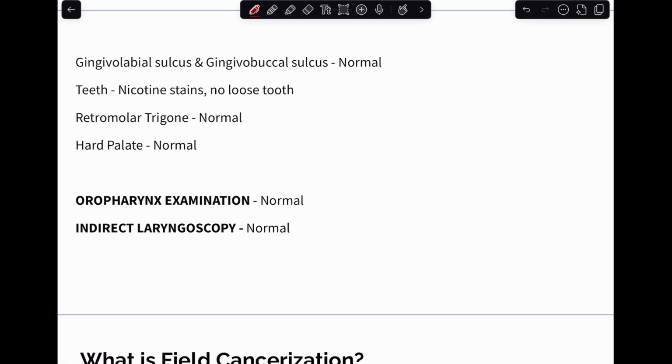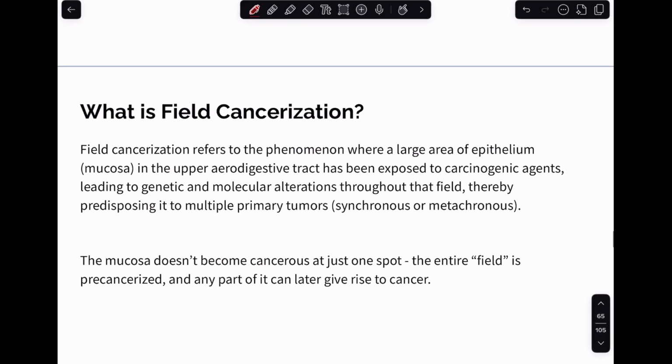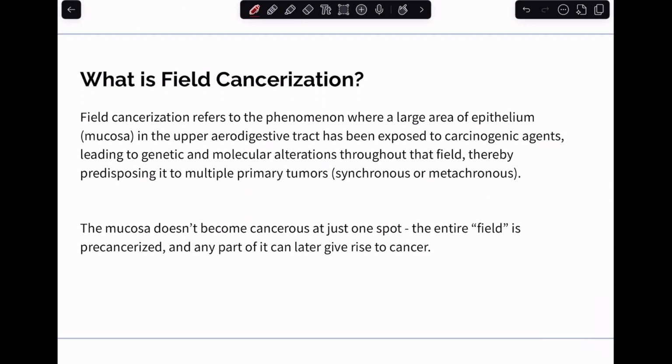Now, there's a term which is known as field cancerization. We'll talk about it now. There is a reason why we are checking not just the oral cavity but other areas in the upper digestive tract as well. So, what is field cancerization? Field cancerization refers to the phenomena where a large area of the epithelium, which is the mucosa in the upper aerodigestive tract, has been exposed to carcinogenic agents, leading to genetic and molecular alterations throughout the area, thereby predisposing it to the development of multiple primary tumors.